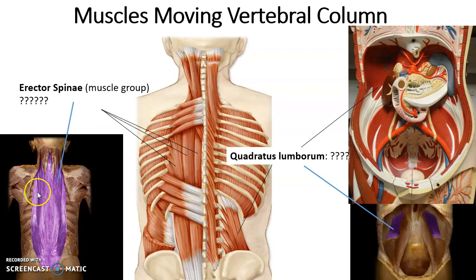All right, in our back, we have a group of muscles called the erector spinae. This is a muscle group, multiple muscles. There's 2 sets of them on either side of the vertebra. So here they are again, one on each side of the vertebral column. And then we also have quadratus lumborum. It is going from the hip bones up to the vertebra, as you can see here, from the hip bones up to the vertebra.